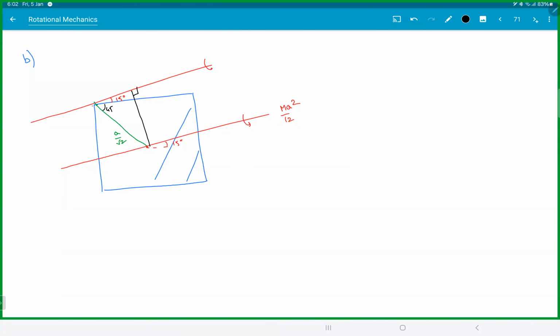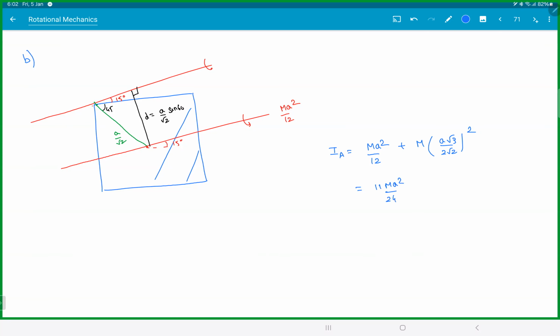So the total angle is 60. The 15 is given so that you get a good angle there, 60 degrees. So this will be the perpendicular distance, a by root 2 sine 60. Now you use the parallel axis theorem. So IA will be MA square by 12 plus M into root 3 A by 2 root 2 whole squared, which is 11 MA square by 24.